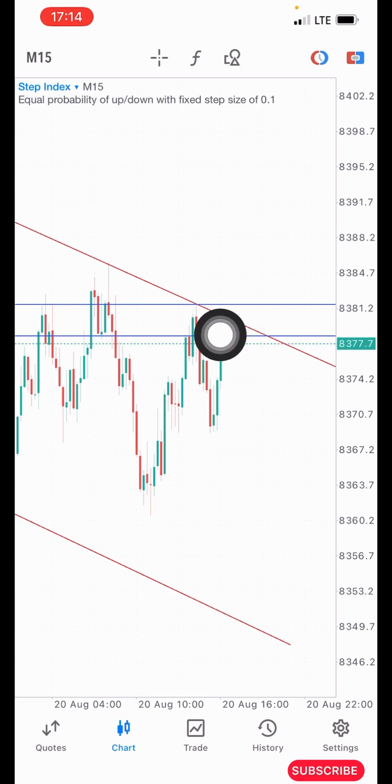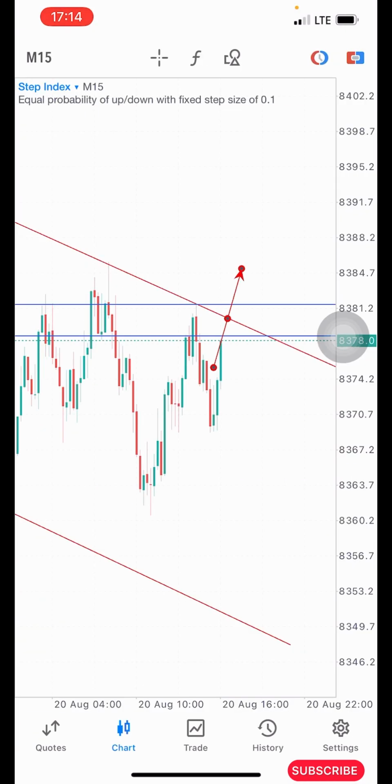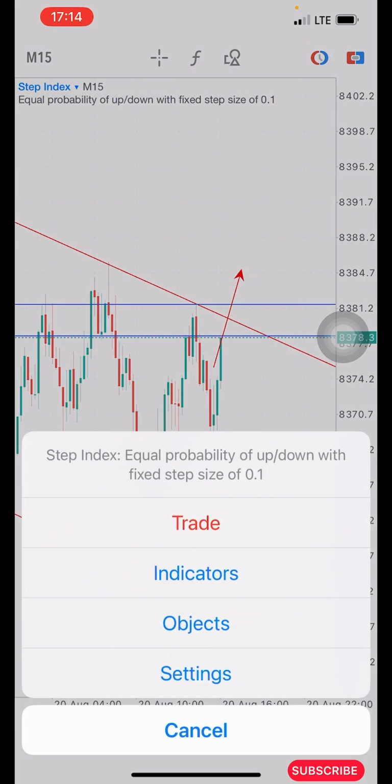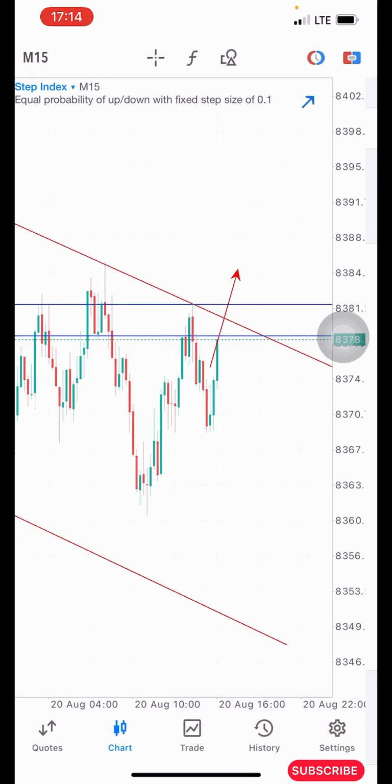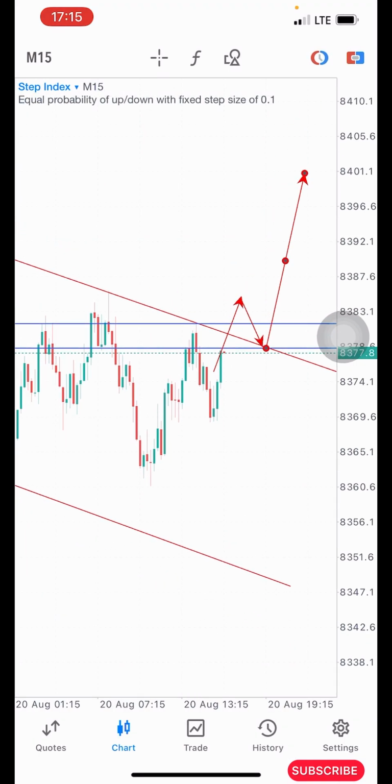I want to either see price break above our line here, both the resistance and the trend line here. Price needs to break above it like this, come back for a retest to that zone again, and then immediately I see that, I'll be looking for a buy to the upside like this. I'll need to take a buy entry to the upside. This is the plan A.